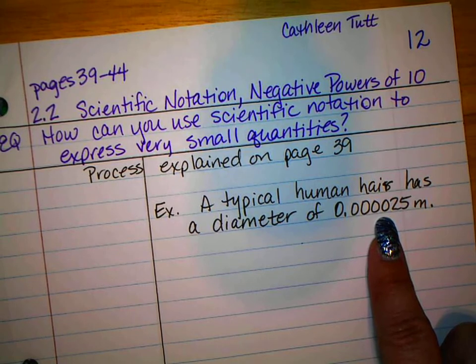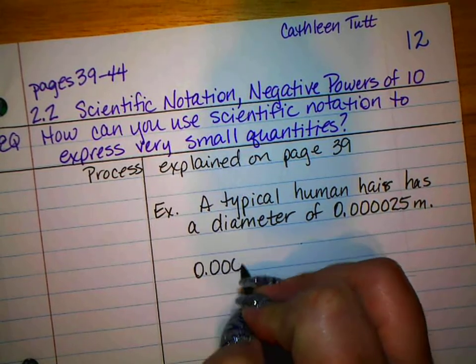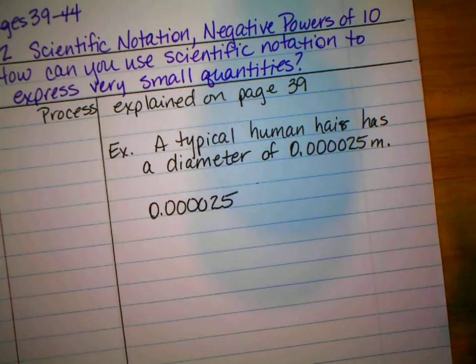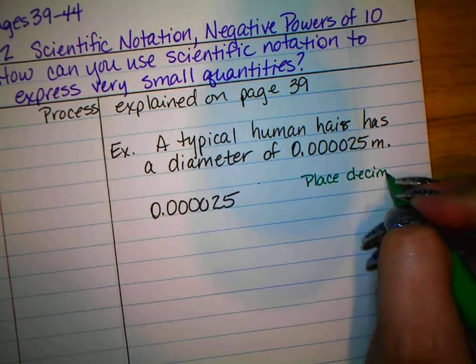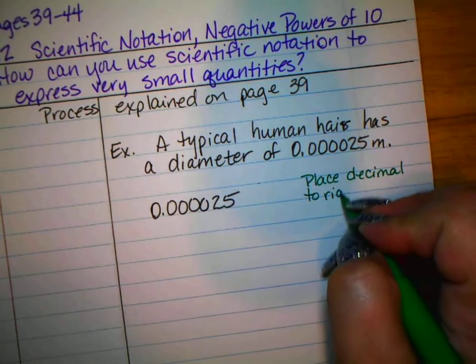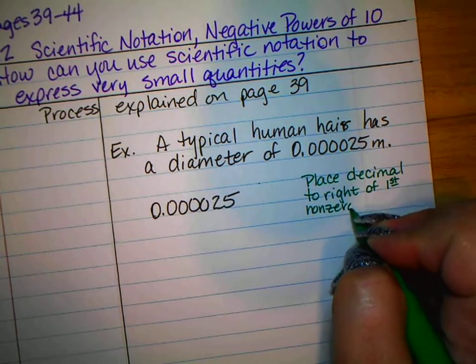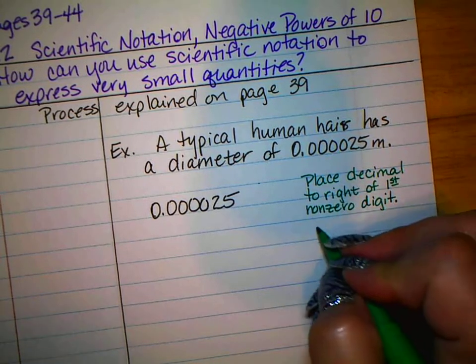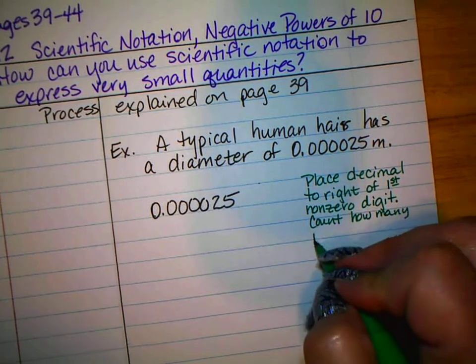So we're going to start with our number. And over here on this side, let's give you some extra notes. Place the decimal again to the right of the first non-zero digit. Then you're going to again count how many places the decimal moved.